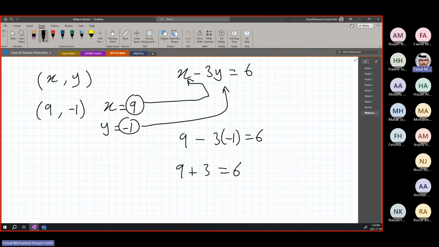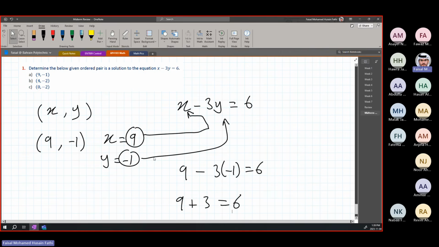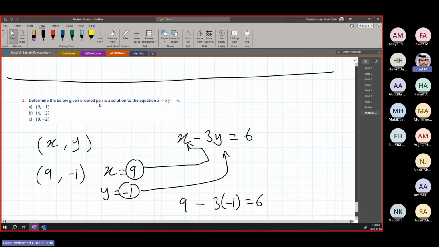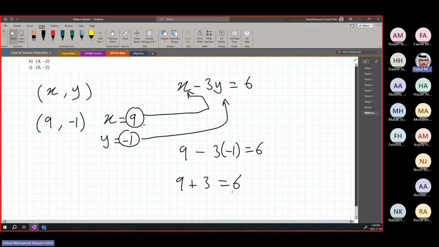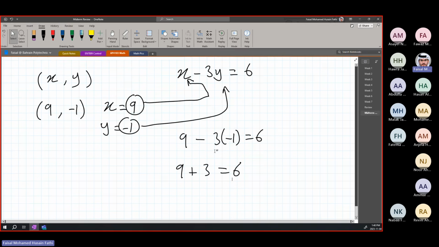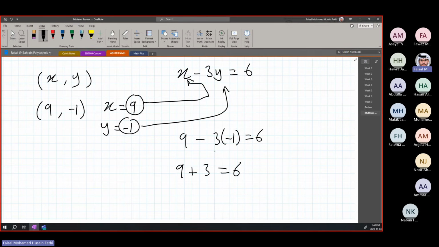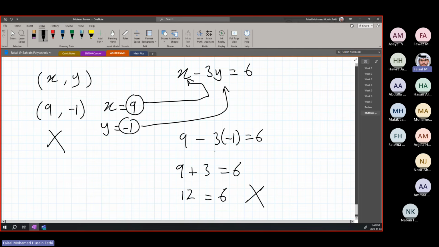The idea here is we are trying to determine if the below ordered pair is a solution to the equation x minus 3y equals 6. So it's asking, is this a solution or not. For x minus 3y equals 6, we substituted 9 and minus 1. So we get 9 plus 3, now we have to see if the left hand side is equal to the right hand side. 9 plus 3 is 12. 12 equal to 6? Nope. So this is not a solution.